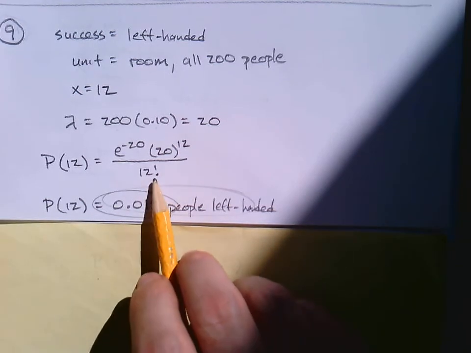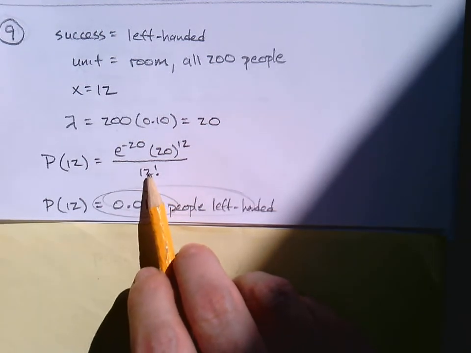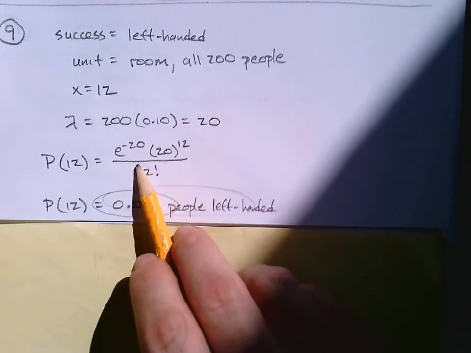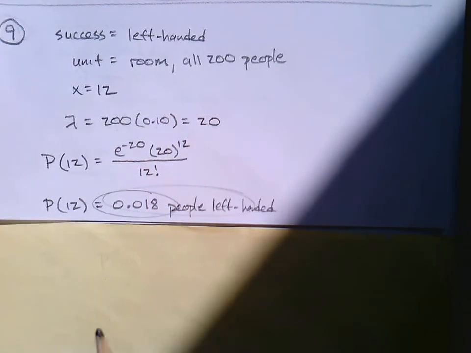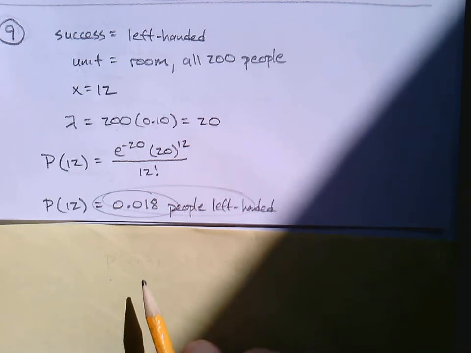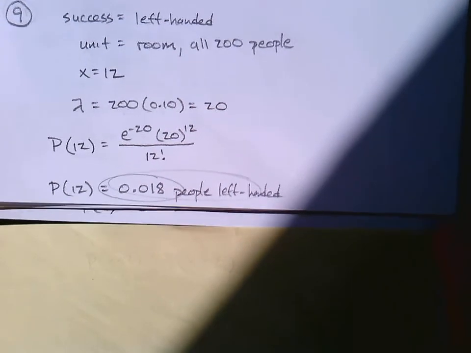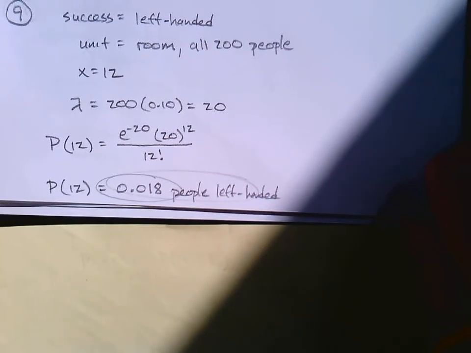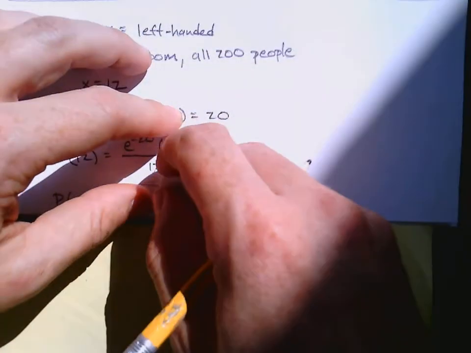And if you have a factorial button, that's a good time to take advantage of it. But even if you don't, 12 factorial is not the end of the world. You can do 12 times 11 times 10 all the way down to 1. Be sure you get the same answer that I got to 3 decimal places. It was 0.018.